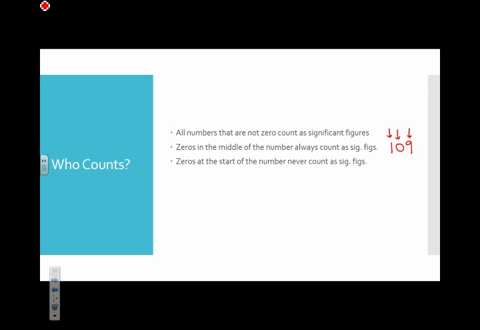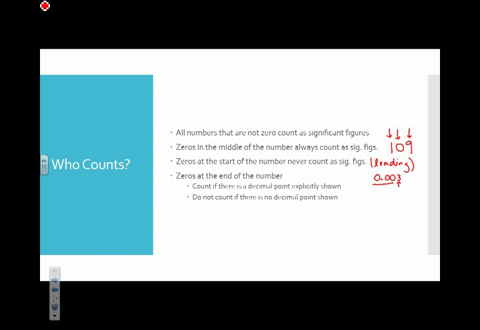Zeros at the start of the number never count as significant figures. These are often referred to as leading zeros. And this would be something like 0.003. We know the 3 counts as a significant figure because it's not zero. But all of these zeros would not count because they're at the start of the number. So this number would only have one significant figure, or sig fig.